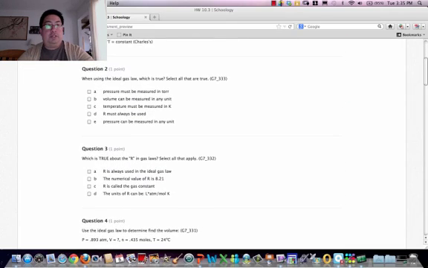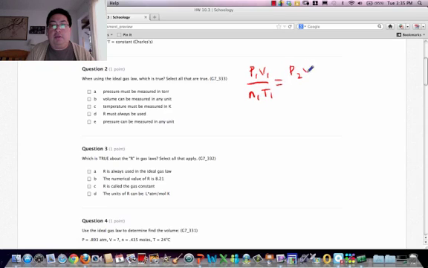Okay, so question two now. With question two, what we're doing here is we're talking about the ideal gas law. So remember, ideal gas law, we can express it in a couple ways. We could say P1 V1 over N1 T1 equals P2 V2 over N2 T2, or we could just say PV equals nRT. So let's go ahead and look at this question.